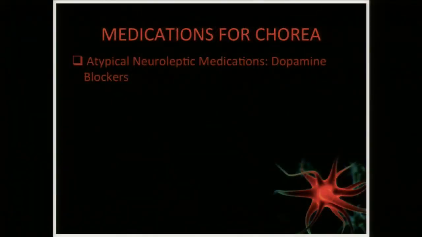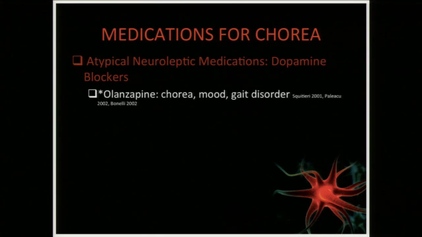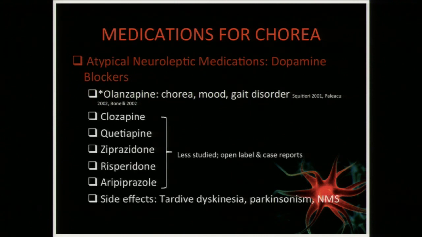Well, we use the atypical neuroleptics, again, those antipsychotic medications, and these basically block dopamine. These are the ones that have been studied. And probably the one that's been most studied and has the best results is olanzapine, also called Zyprexa. All of these others have been studied as well. I tend to like as gentle of a medication as I can give. I do actually like the aripiprazole quite well.